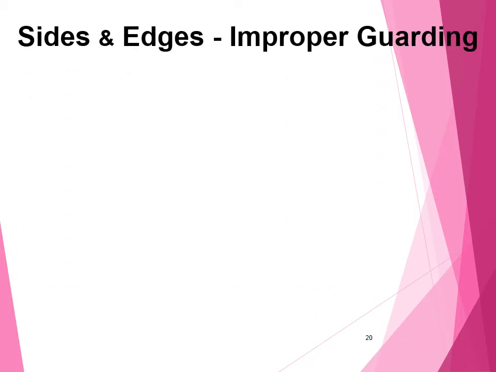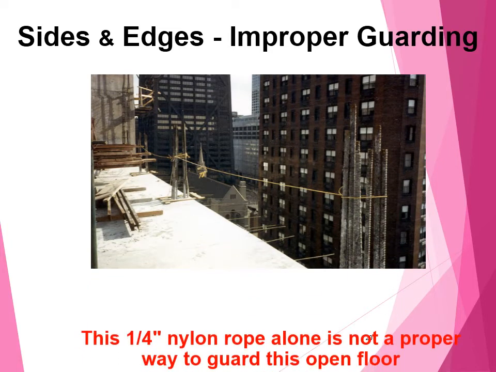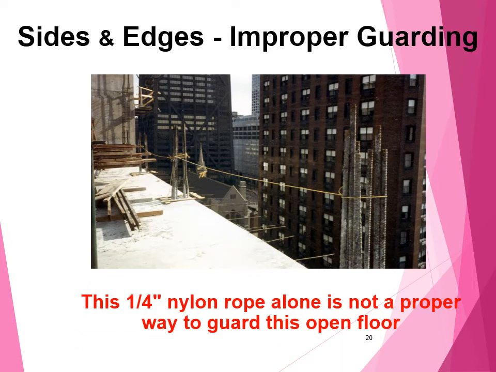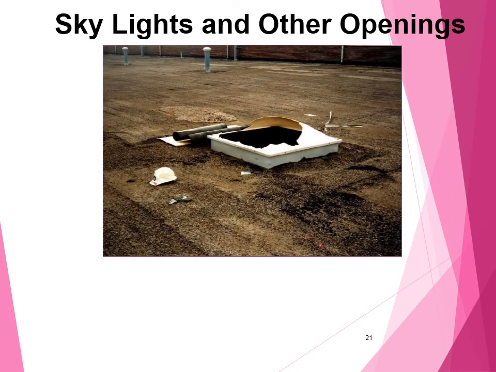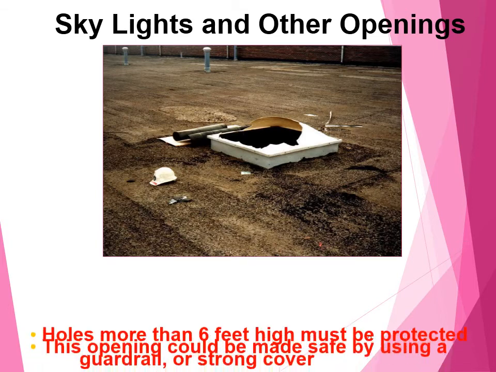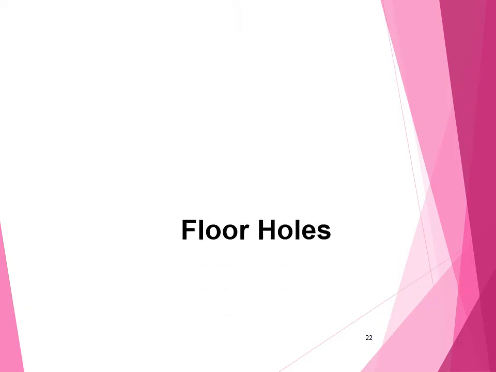Sides and edges and improper guarding. This 1/4 inch rope alone is not a proper way to guard this open floor. This is highly dangerous. Skylights and other openings: never ever leave the skylights open like this. They should always be covered with solid materials, or a guardrail has to be provided all around.